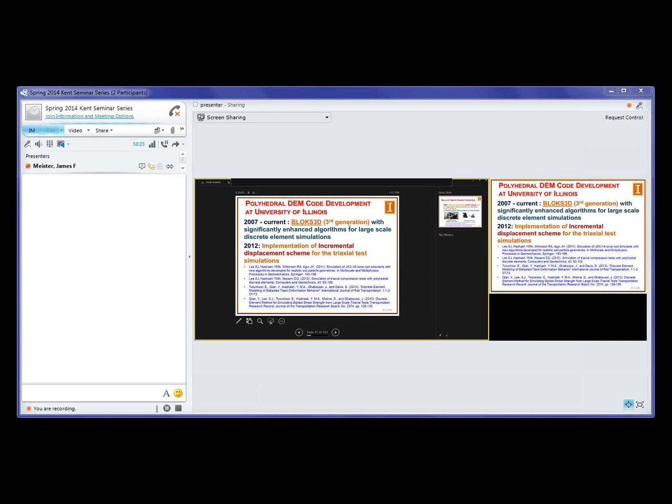And in 2012, my colleague Songjie Lee added the incremental discretization scheme into the track tests, which I will explain in much more detail later on.